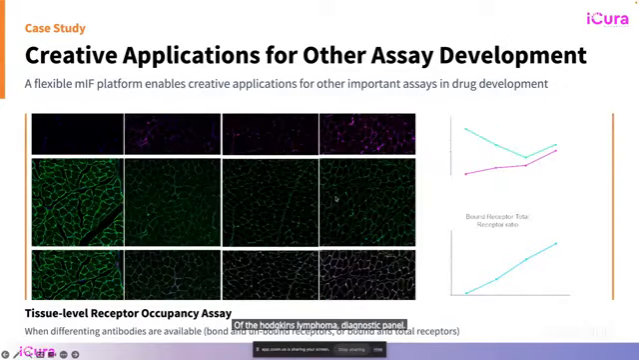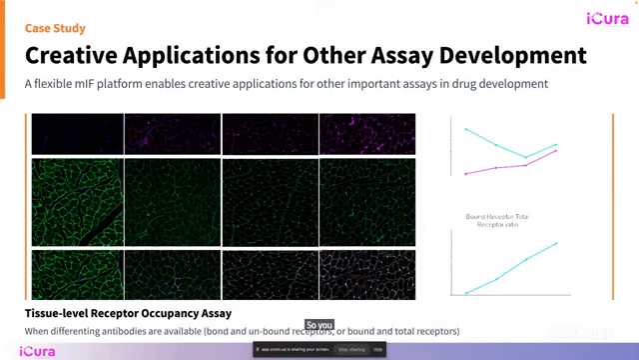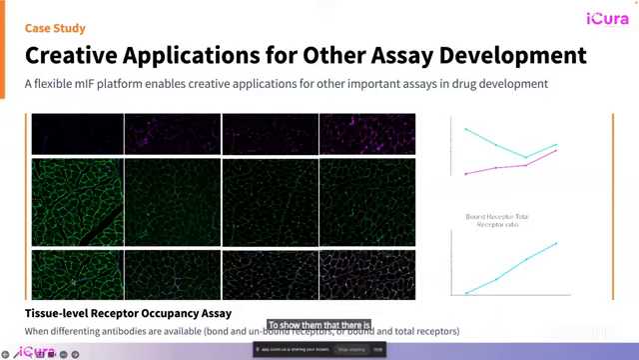And this next one is funny. This is a client who wanted to see whether their drug is hitting the target at the tissue level. So we developed a so-called tissue receptor occupancy assay, where there's an antibody against their drug and an antibody against the receptor. So you can see we can put both stainings with different colors on muscle tissue. They're studying some muscle disease, to show them that with dose elevation there is a higher receptor occupancy of the particular compound they're looking for.